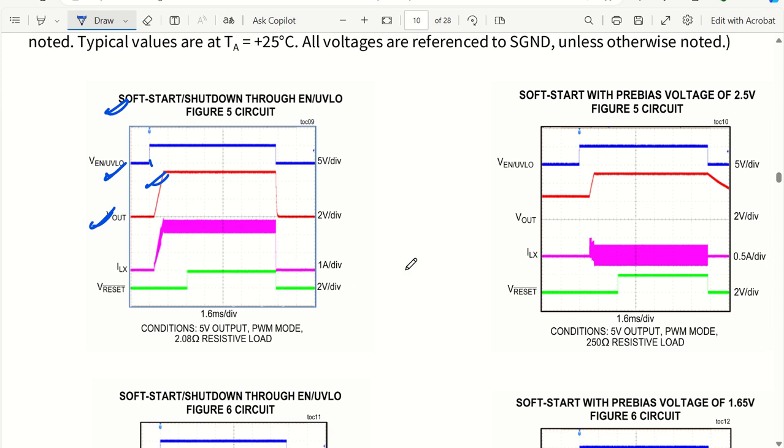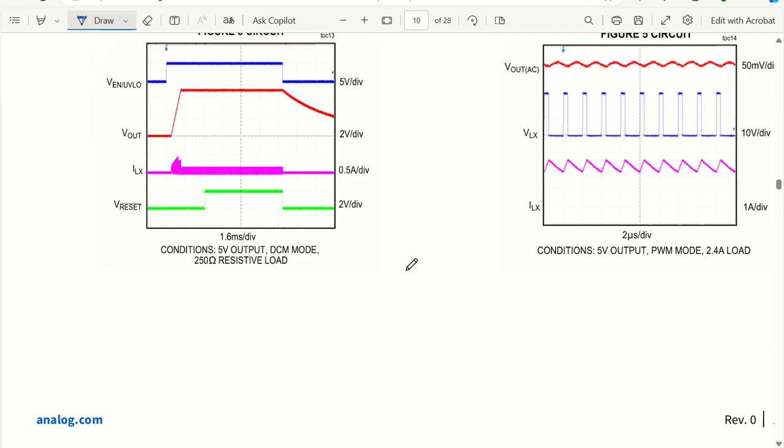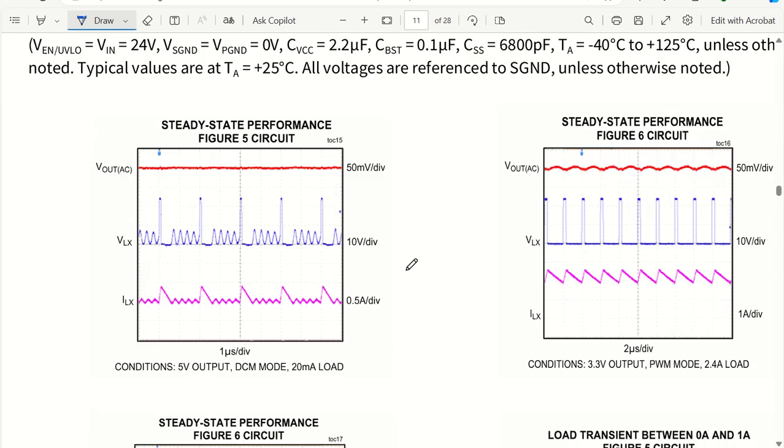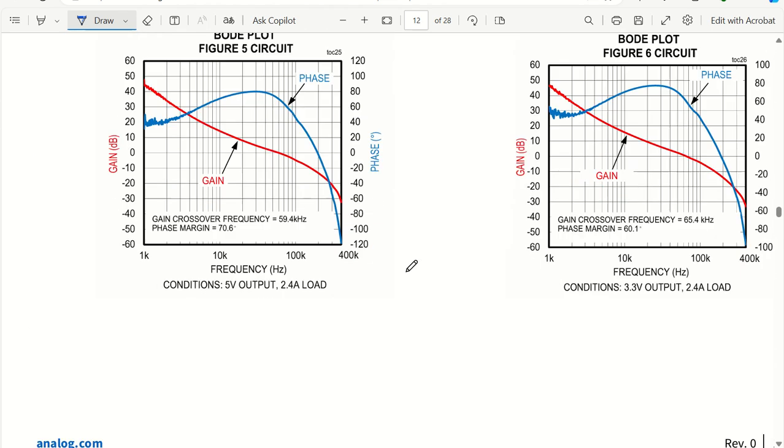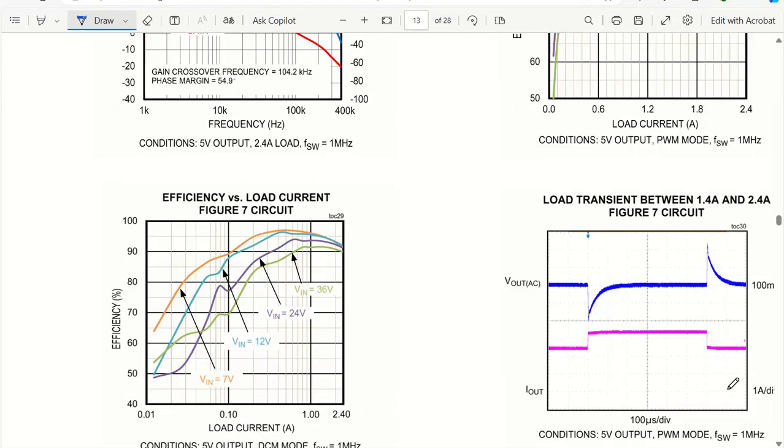Good. So these were all the different characteristics that were given by the datasheet. Now let's get into the design phase. So what we will do is let us just directly come down quickly.